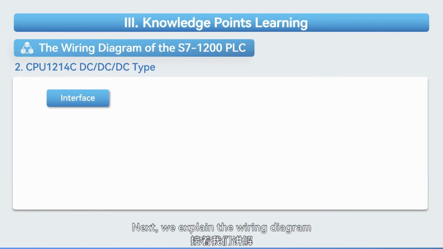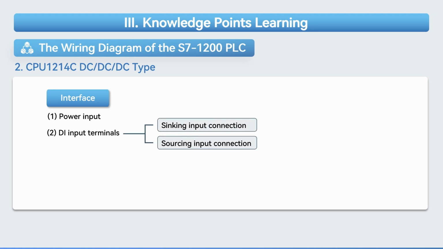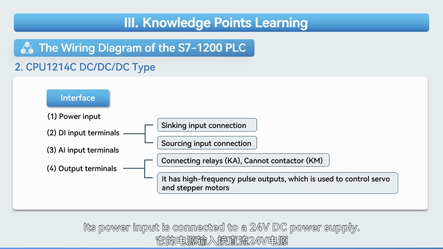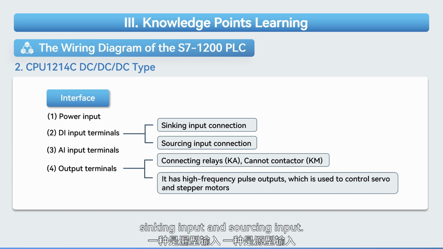Next, we explain the wiring diagram of the DC/DC/DC type PLC and peripheral equipment. Its power input is connected to a 24 volts DC power supply. Digital inputs also support two wiring methods, sinking input and sourcing input.